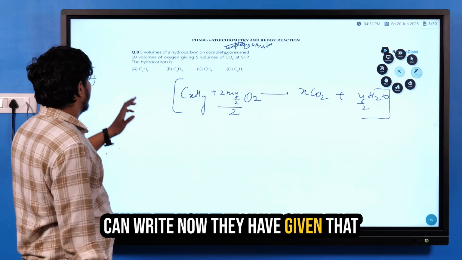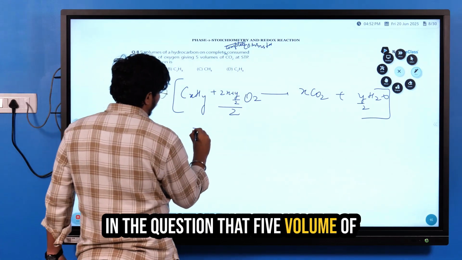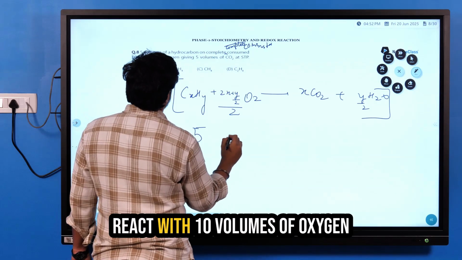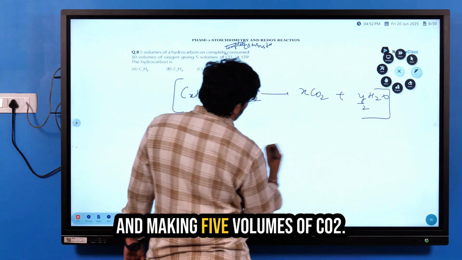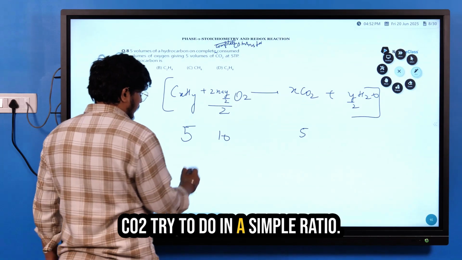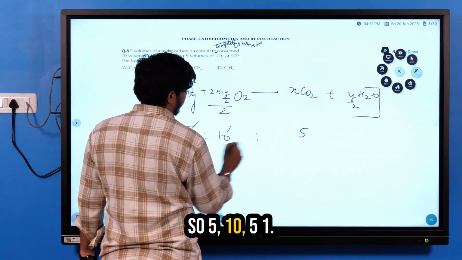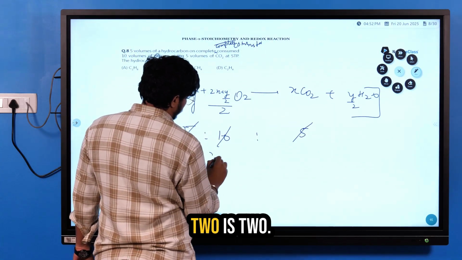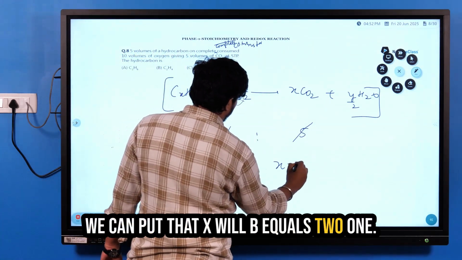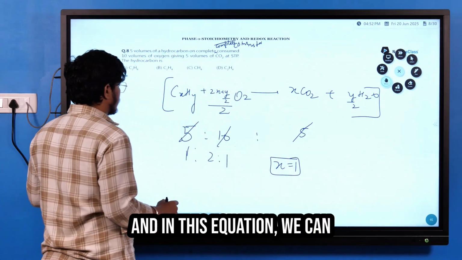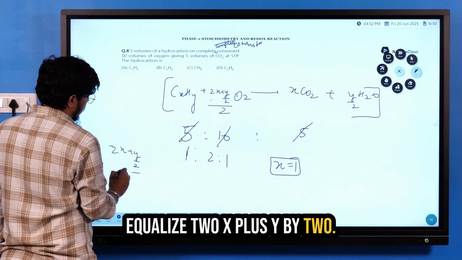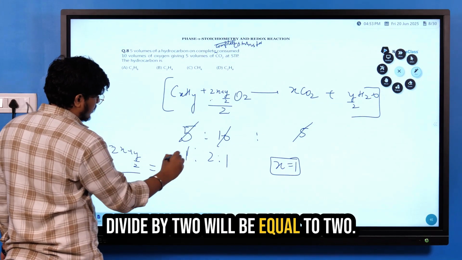Now, they have given in the question that 5 volumes of this react with 10 volumes of oxygen, making 5 volumes of CO2. Trying to do it in a simple ratio, 5, 10, 5 gone: 1 is to 2 is to 1 is the ratio. We can put that x will be equal to 1. And in this equation, we can equate (2x plus y by 2) divided by 2 to 2.